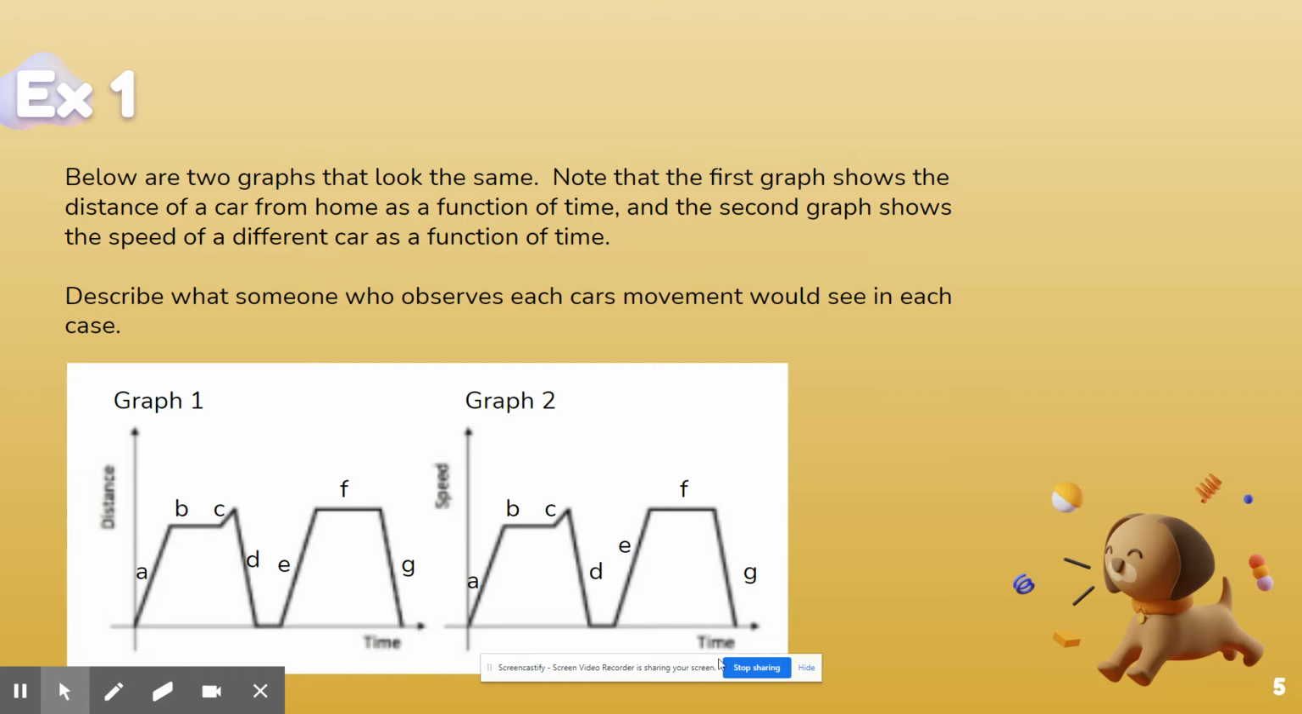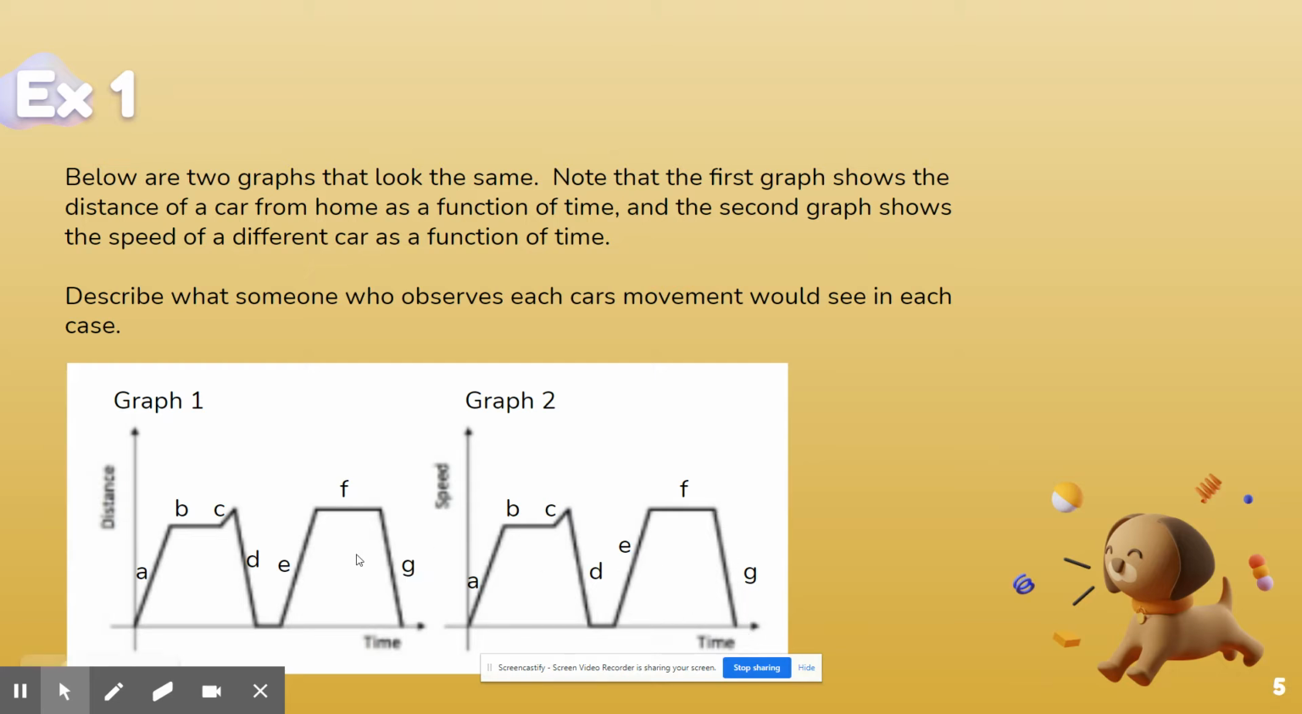When it's speed and time, here's what it means. The person is speeding up. The person has a constant rate of speed. The person is speeding up. The person is slowing down. The person is stopped. The person is speeding up. The person is going the same speed, a constant rate of speed here, and then they're slowing down.